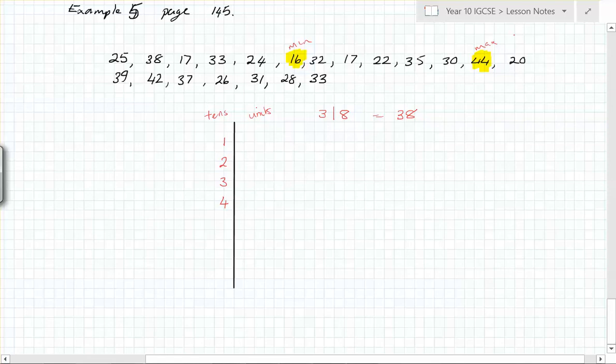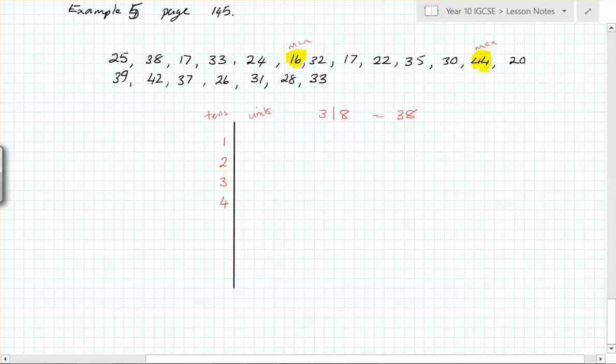Now here's the thing. Quite a lot of people want to jump straight to the finished thing, but it takes them longer. My tip for a stem and leaf diagram is you're always going to do it twice when you draw one from scratch. First thing you do is not in order, and then you rearrange it. What I mean by that is I'm going to go through each number in turn and just put it in the right place.